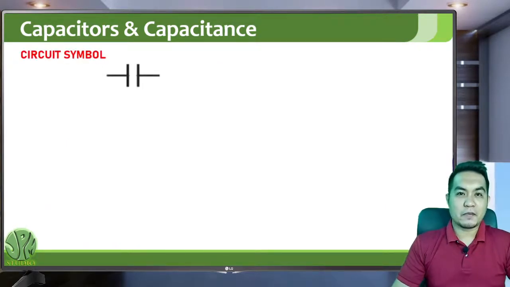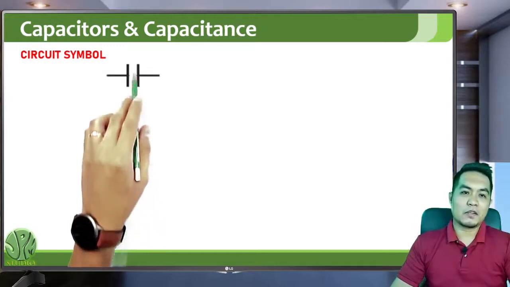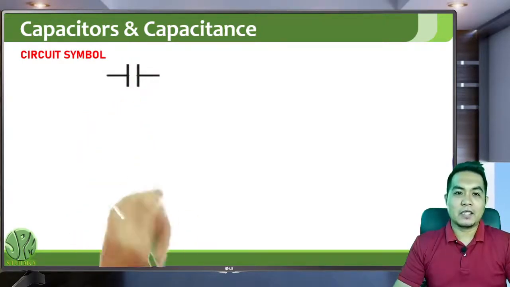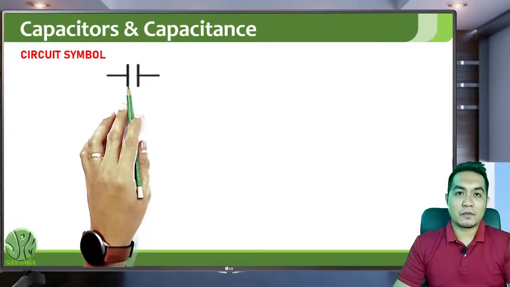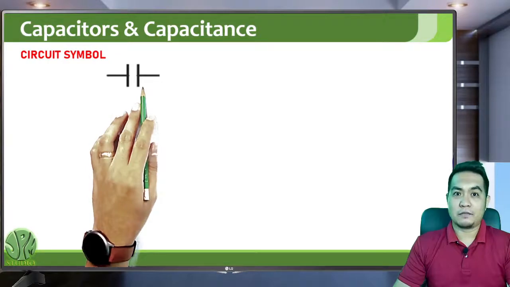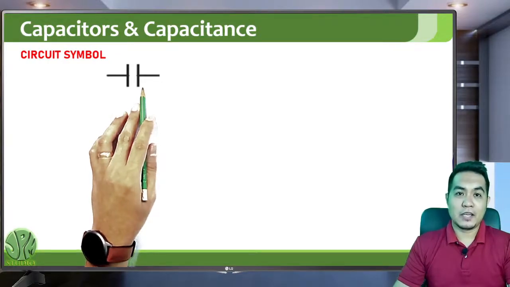The circuit symbol for a capacitor is this one. You have two parallel lines. That means the values of the potential for the positive and negative terminals have the same magnitude.